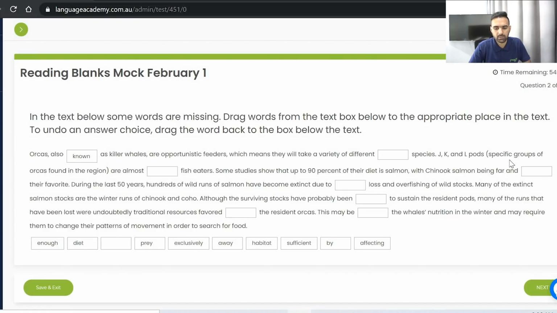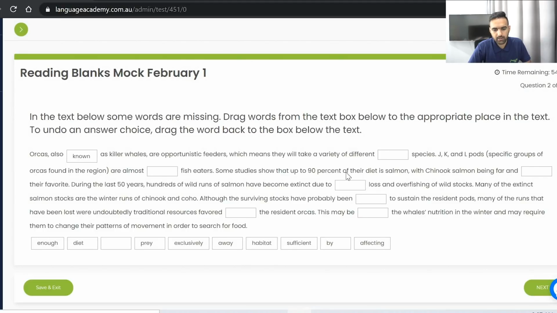J, K and L pods, specific groups of orcas found in the region, are almost dash fish eaters. Let's move on. Let's read the next sentence. Some studies show that up to 90% of their diet is salmon, with Chinook salmon being far and dash their favorite. Alright. Now, what does the third sentence give us?